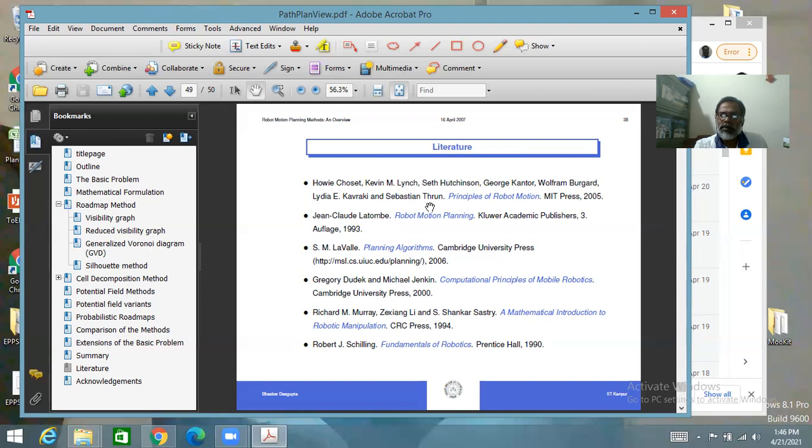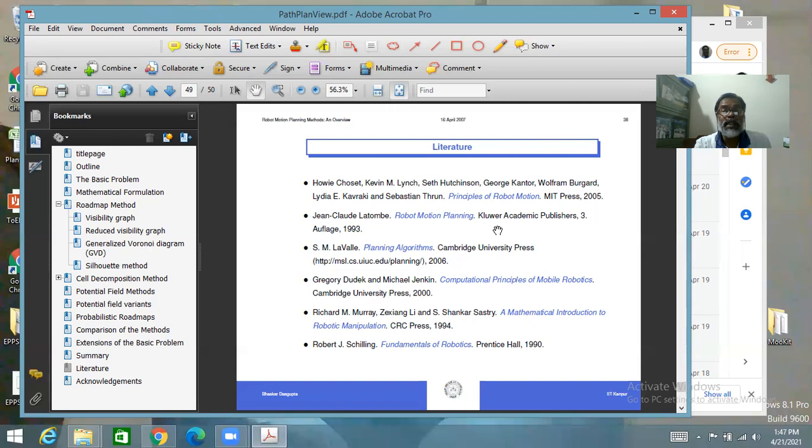This is a modern book which is good as a textbook: Choset, Lynch, Hutchinson, Kantor, Burgard, Kavraki, and Thrun. There are a lot of authors. This is a reasonably good book, simple enough, but not trivial. And competing with this book, there are other books like Computational Principles of Mobile Robotics and Planning Algorithms.